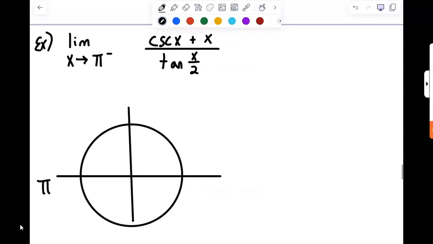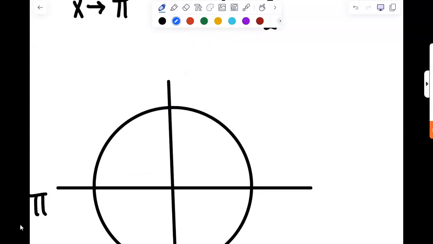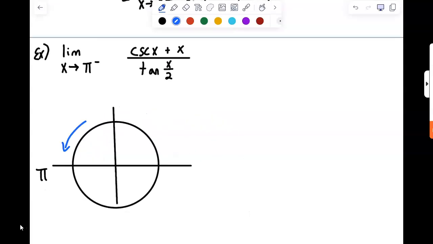So on the one hand, I'm taking on values just a little bit smaller than pi, and that will apply for the numerator where we're dealing with x. As we approach pi, cosecant, which is the reciprocal of sine, sine's approaching 0. Sine is positive there. So 1 over 0 would, of course, be approaching positive infinity. So we're dealing with an infinity in the top because plus pi isn't going to make a difference.